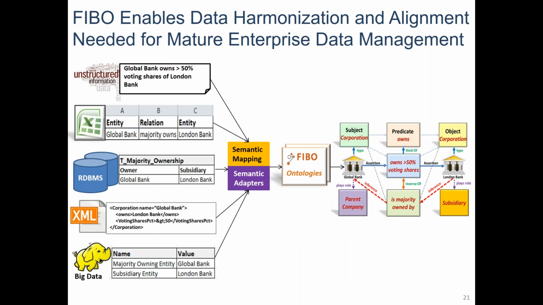So the key thing here is that we have a common model. In reality, data in our legacy environments are represented in many different ways. You can have the same business meaning, Global Bank owns more than 50% voting shares of London Bank, represented in text, which would be unstructured content. You could have the same business meaning represented in an Excel, in a relational database, in an XML message, in a big data name value pair. So what we can leverage FIBO for is to create this semantic harmonization layer to link and integrate information that exists across the many different lines of business within a company, or across many different financial institutions across the financial industry, into a common semantic model.